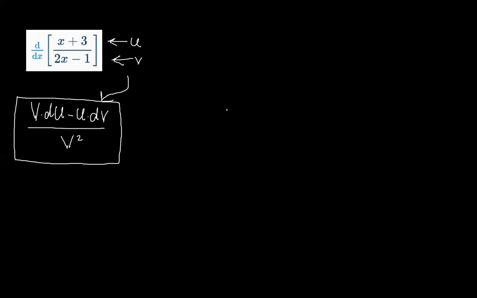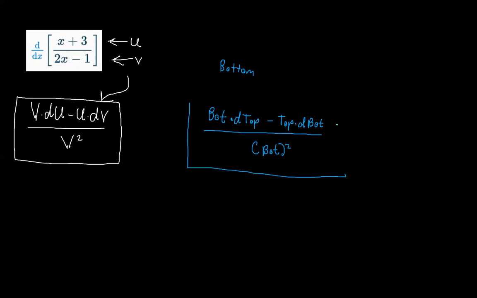So I'm just going to write it in a different color. Basically, bot. When we say bot, it means bottom. Bottom times the derivative of the top minus top times the derivative of the bottom, all over the square of the bottom. So it's up to you. For me, if I'm going to pick the most convenient formula, I would rather just pick this.